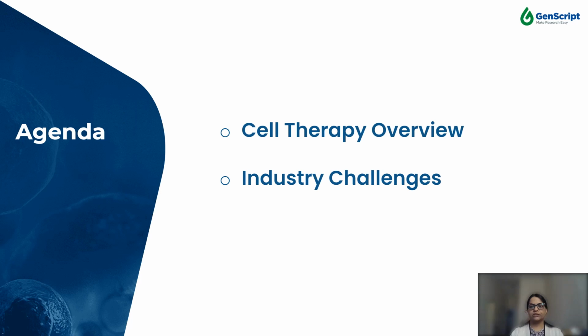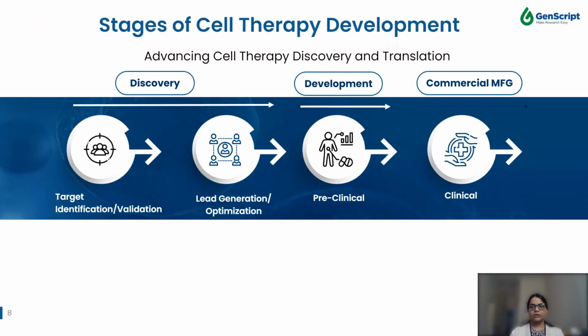After introducing GenScript, their mission, and their value, in this section, I will provide an overview of cell therapy and discuss some common challenges in the CGT field. So typically the cell therapy development process has four stages, which include target discovery, lead generation and optimization, preclinical development, and clinical development and manufacturing.